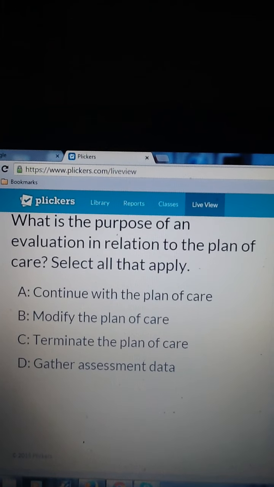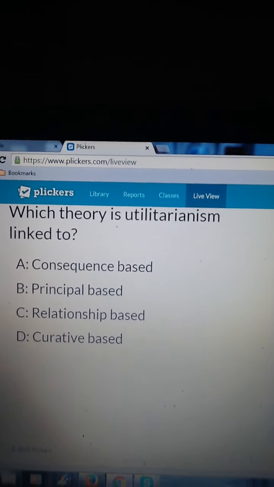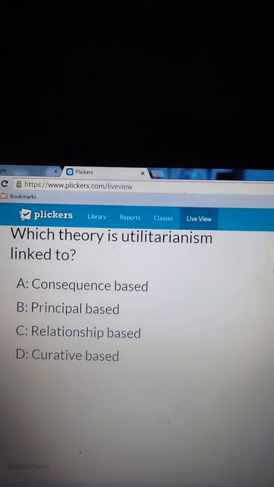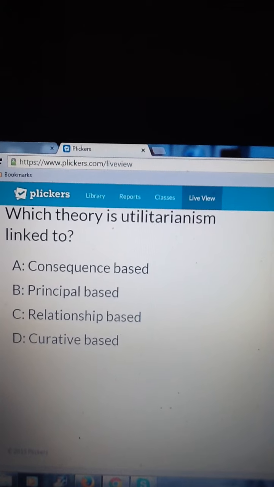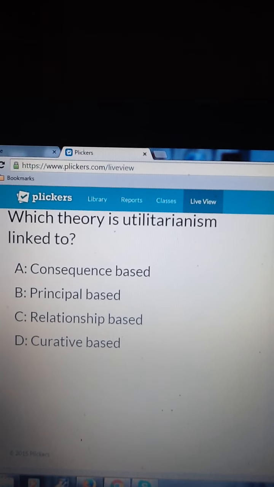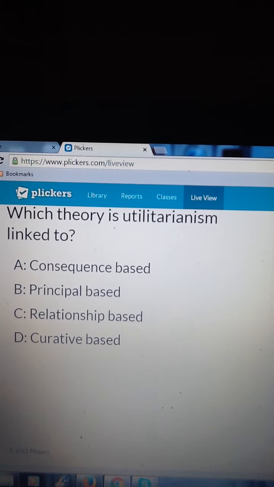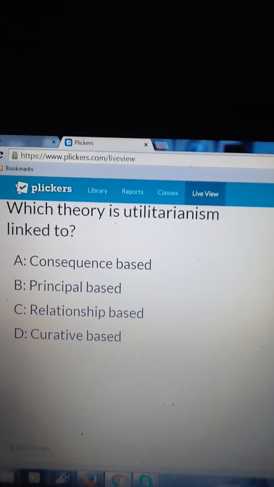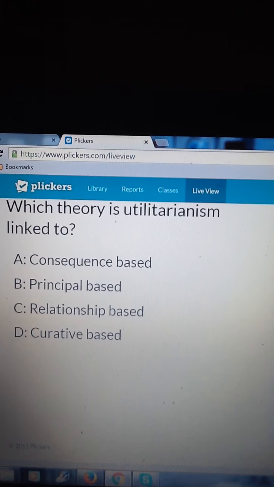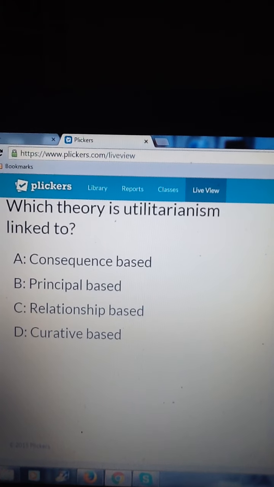And the last two questions are on our ethics lecture from week 9. Which theory is utilitarianism linked to? And the answer to this is consequence-based. Okay?